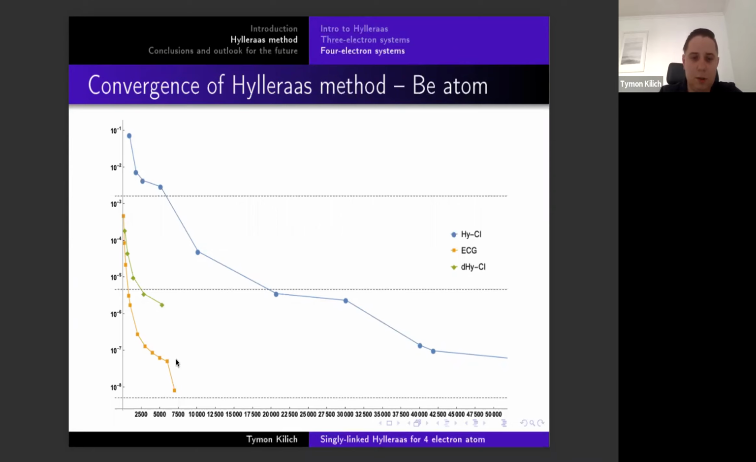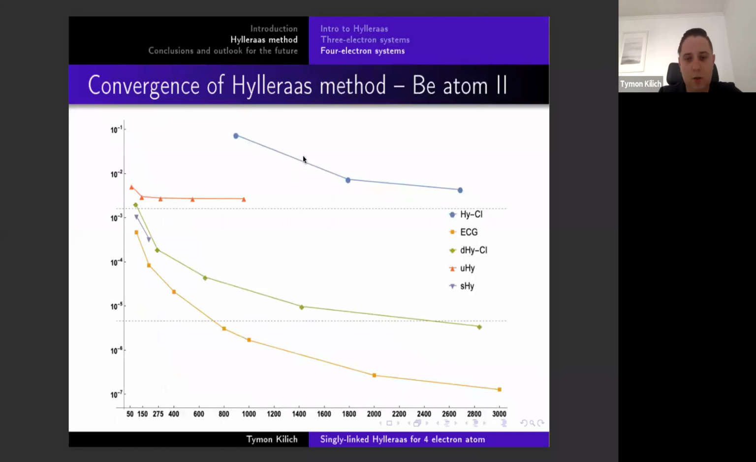So it's not part of this series, but as we can see here, the number of basis functions is quite large on this plot. So let's focus on the small part of it. And here we can see more methods, because here I added these unlinked Hylleraas kind of functions that, as we can see, converge quite poorly.